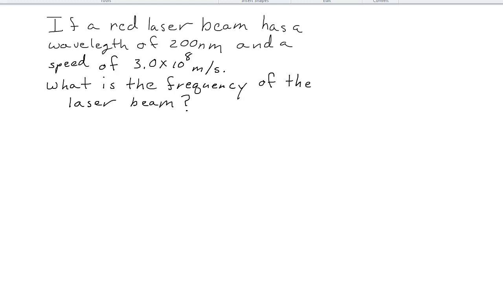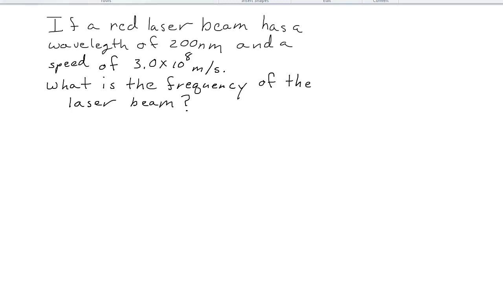In this video, I'm going to introduce you to how to use the wave equation to solve problems. So this problem asks us, if a red laser beam has a wavelength of 200 nanometers and a speed of 3.0 times 10 to the 8th meters per second, what is the frequency of the laser beam? Okay, so before you do anything, you should always collect all the information you can find in the problem.